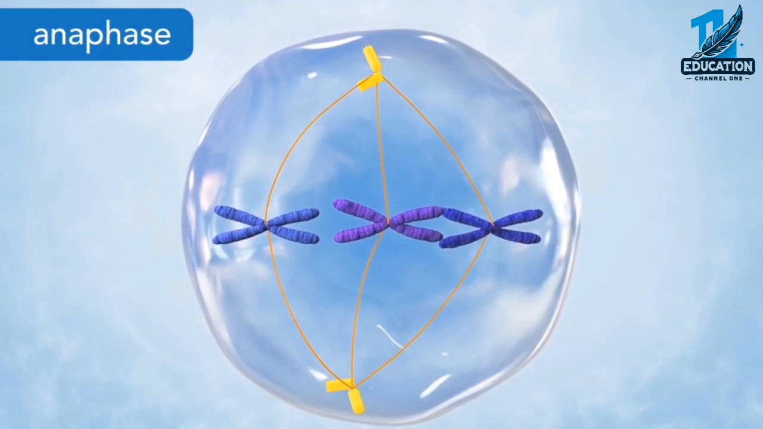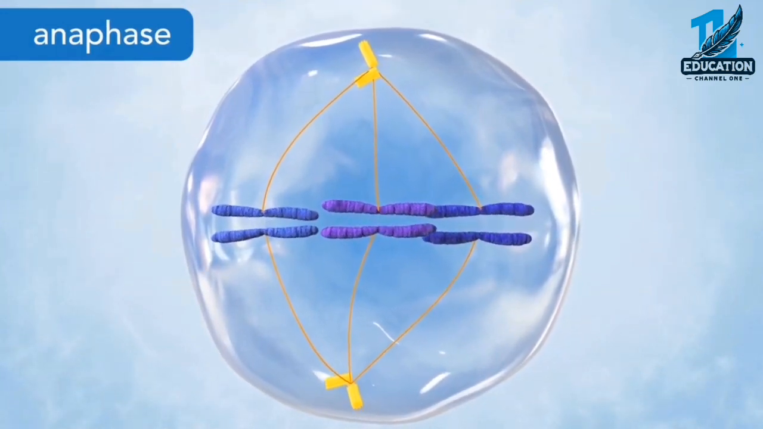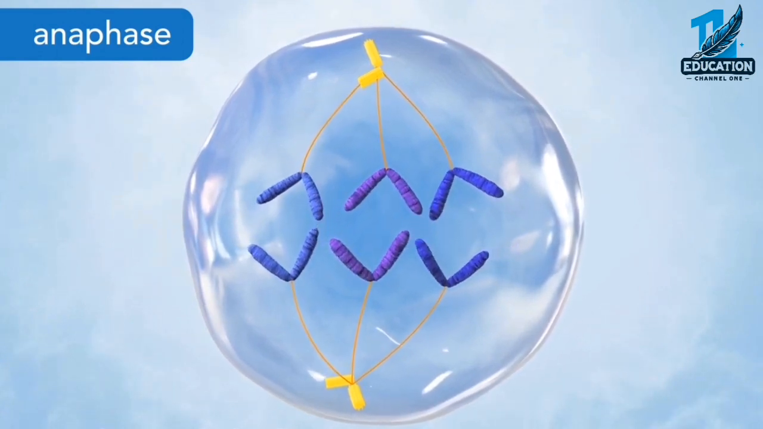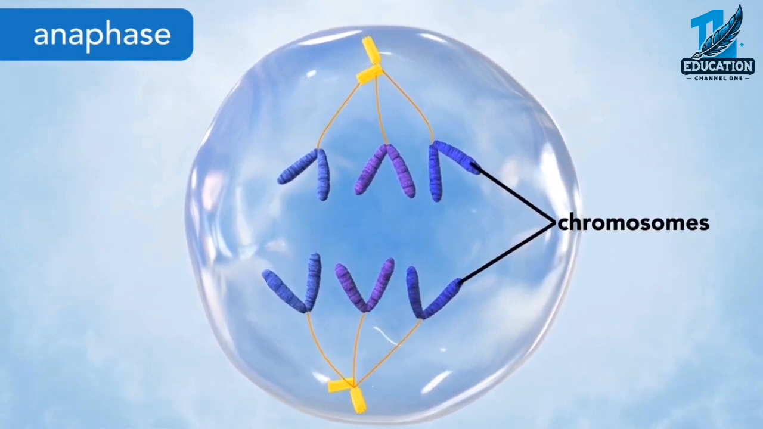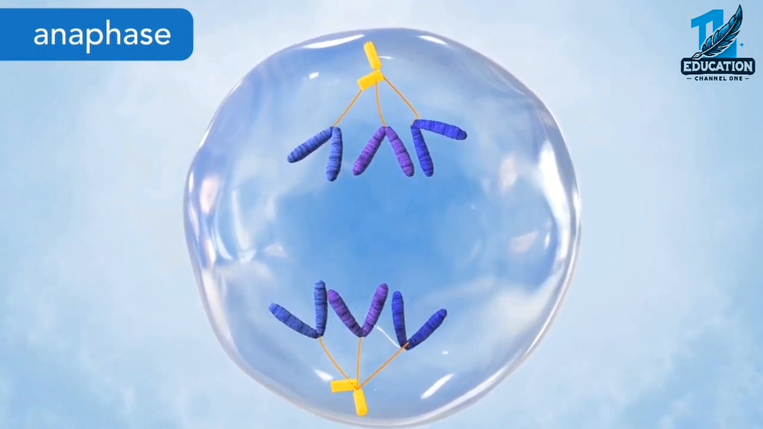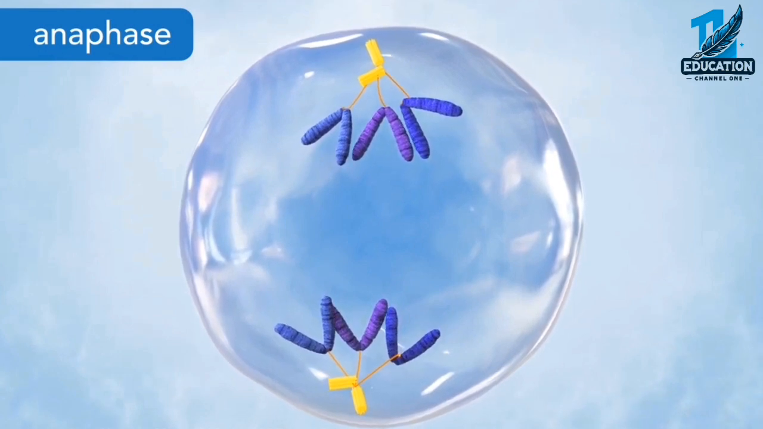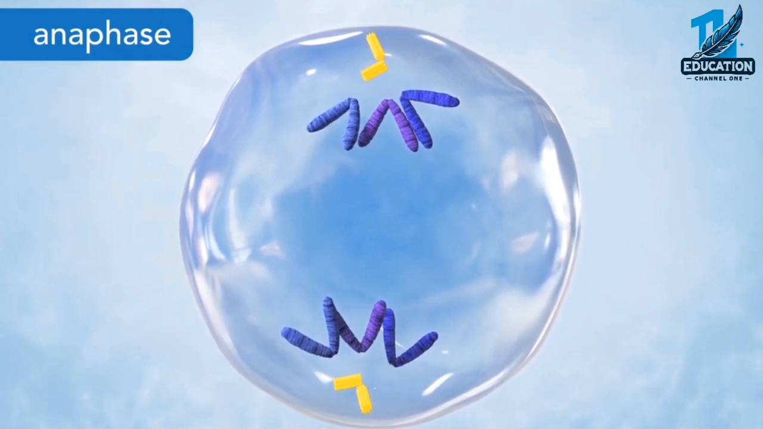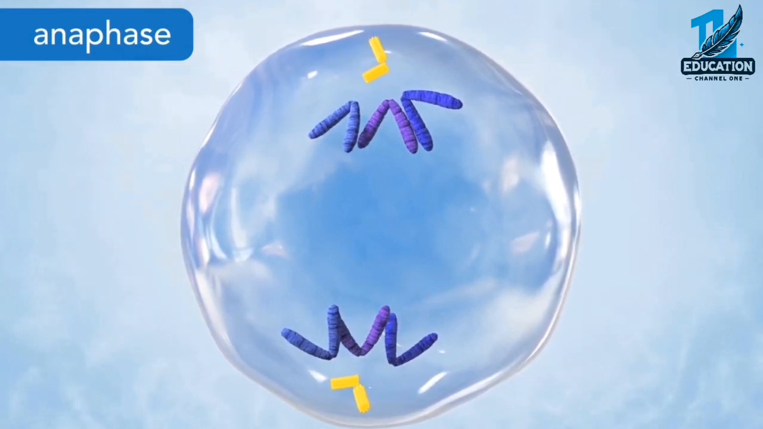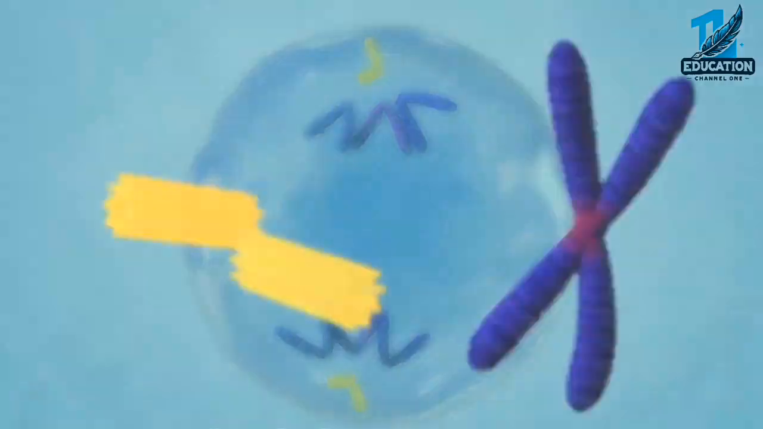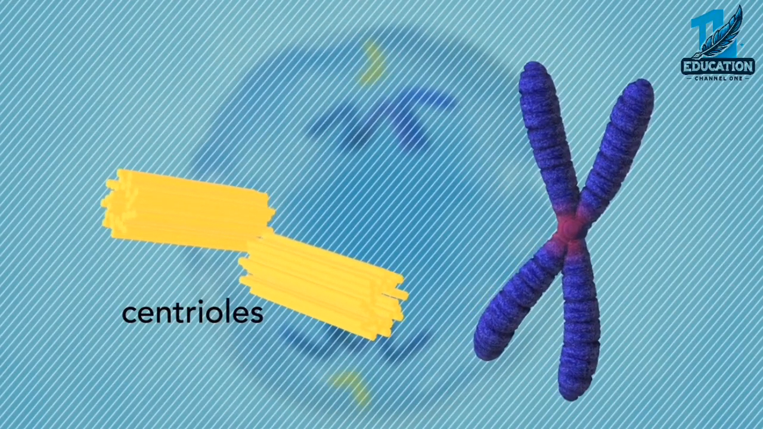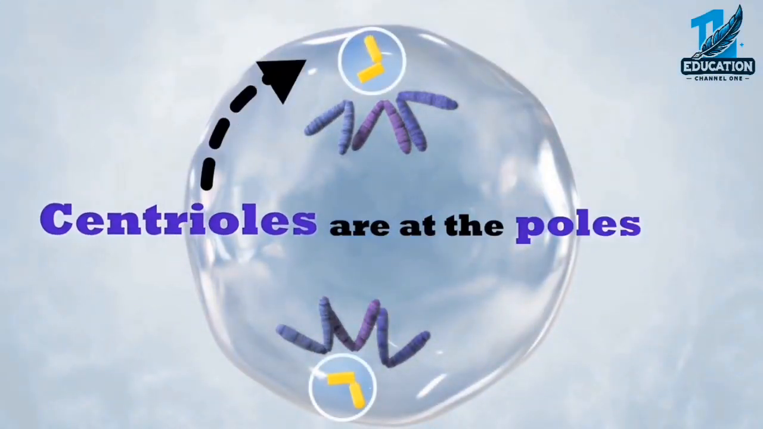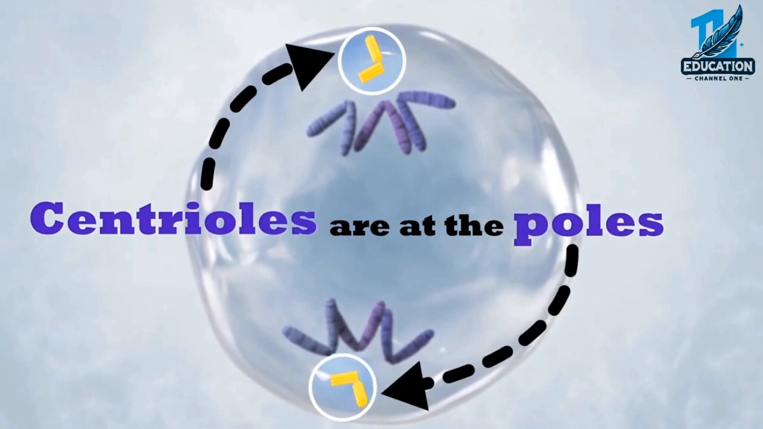During anaphase, spindle fibers separate the sister chromatids at their centromere. Once separated from each other, each chromatid is called a chromosome. The single-stranded chromosomes form a V shape as the spindle fibers shorten and drag them through the cytoplasm. The chromosomes move to opposite poles of the cell toward their centrioles. It's common to confuse centrioles with centromeres, which connect chromatids. Remember, centrioles are at the poles.